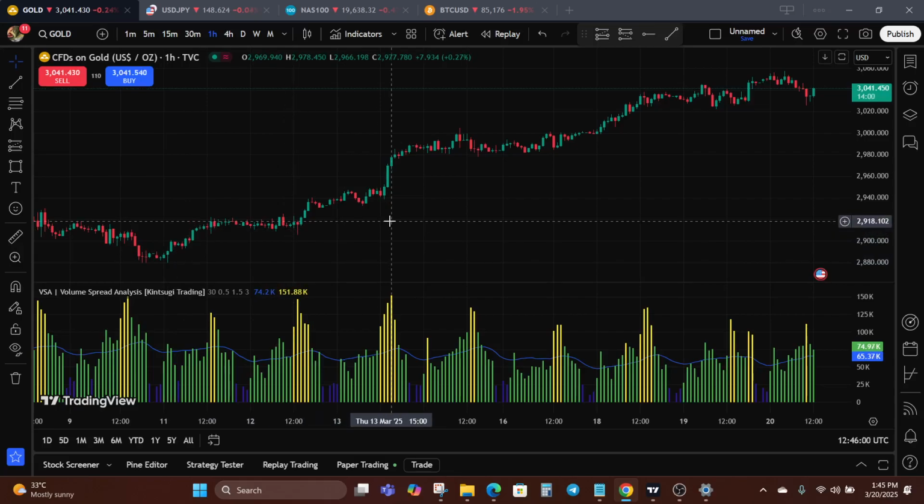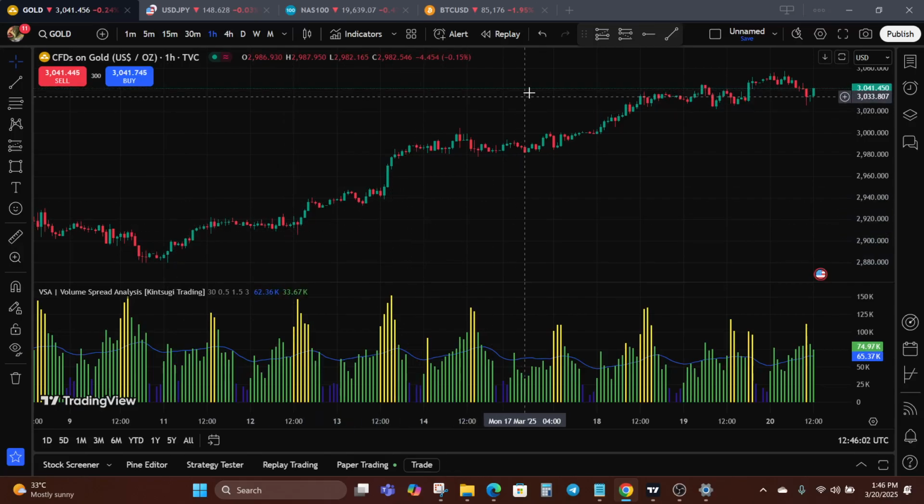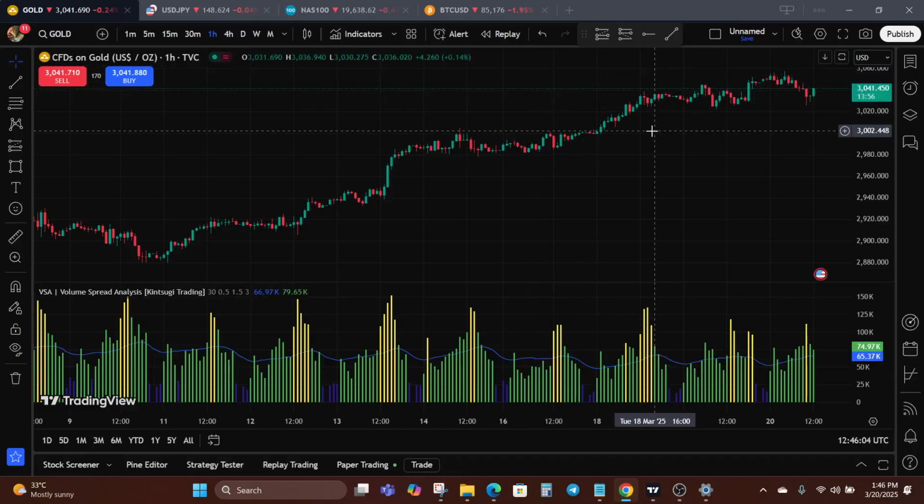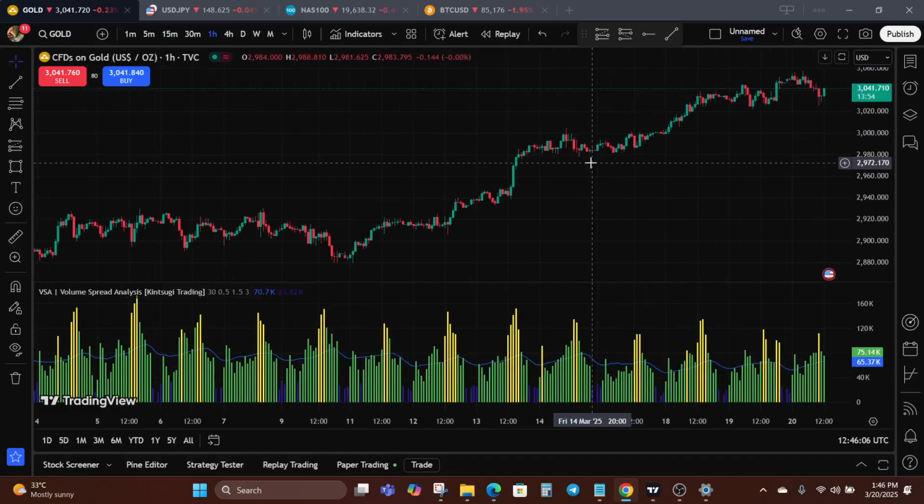Volume is one of the most important factors when predicting market direction, and the VSA helps you interpret whether institutions are buying or selling based on volume spikes and price movement. So basically, it's all about reading between the lines of price and volume data. Now let's consider some key concepts in VSA.